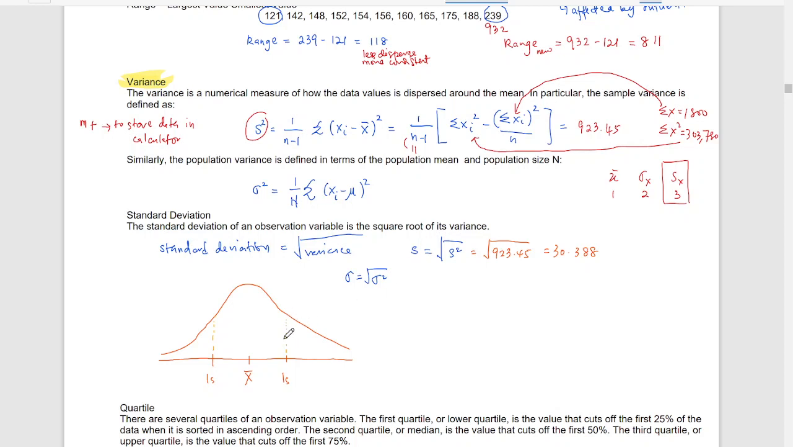Okay, so what it says here is that approximately 68% of the data lie within one standard deviation. So maksudnya between these two values lah.